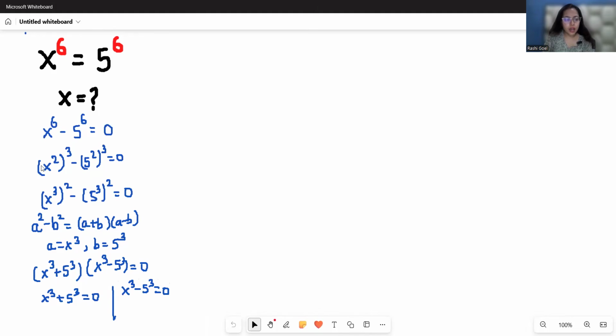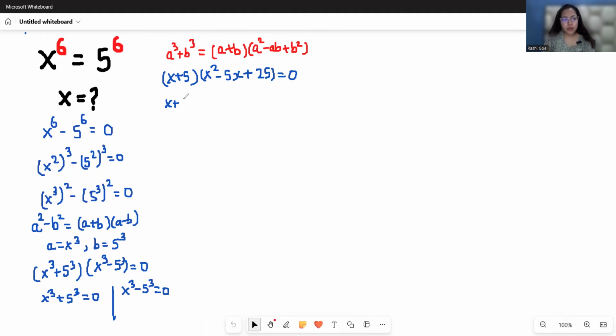Now I am going to use the identity, that is a cube minus b cube. First a cube plus b cube, that is a plus b times a square minus ab plus b square. So it gives us x plus 5 times x square minus 5x plus 25 equals 0. So first x plus 5 equals 0, x equal minus 5.